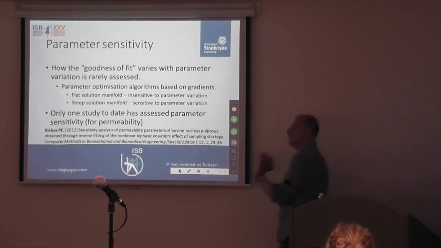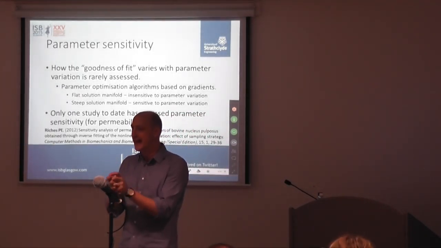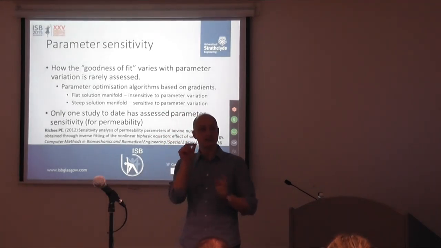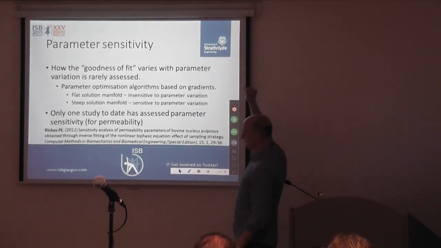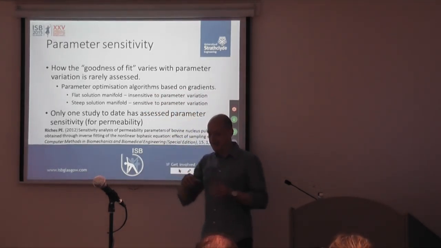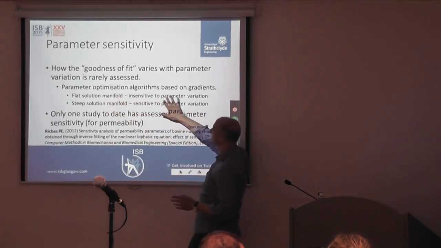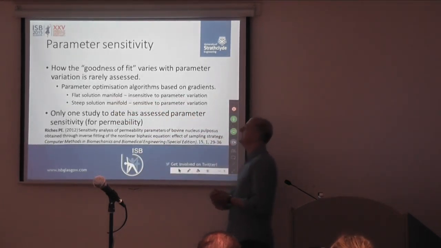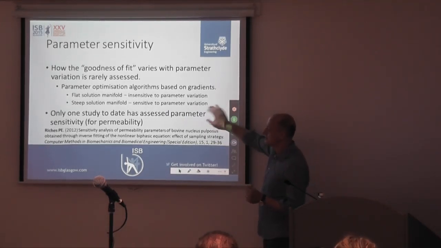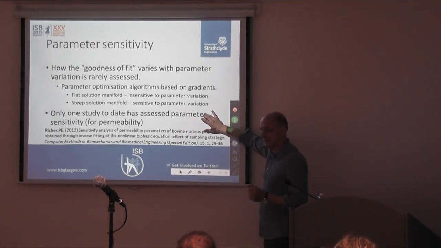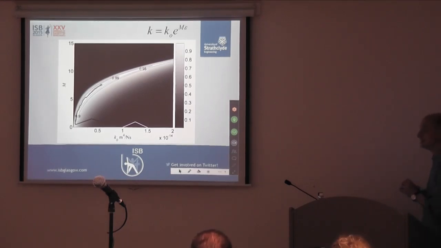For example, parameter sensitivity, if you're using these models, is very important to understand, or to try and get a handle on how sensitive these models are to small changes in your parameters. Okay. For example, are the solutions insensitive to parameter variation, or are they very sensitive? And I think only one study to date has actually looked at that. Okay. And this is a picture from that.